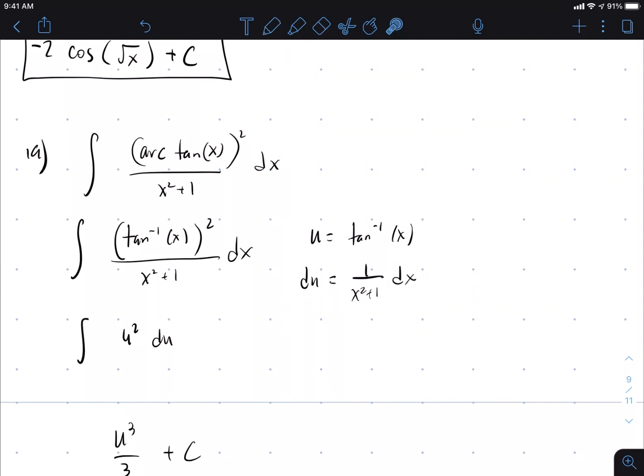Yeah, so the reason I chose the arctan as my u was because I know that the derivative of it is x squared plus 1 in the denominator. So as soon as I saw that, I saw, oh dude, it's going to end up right here. Glorious.